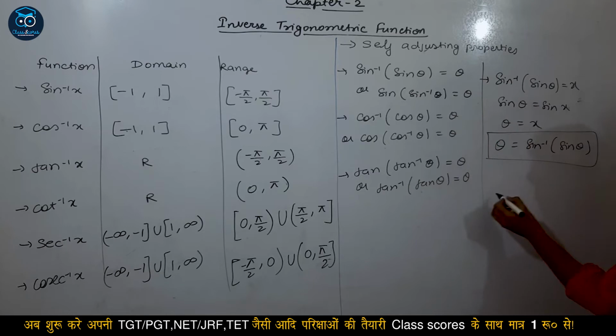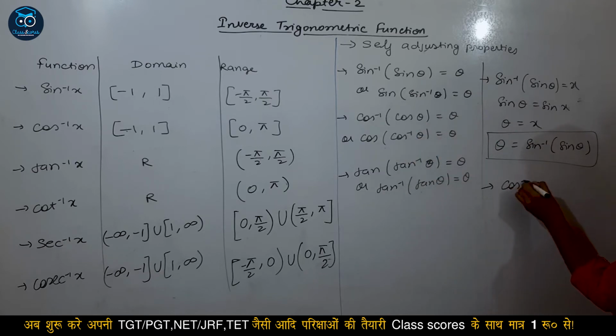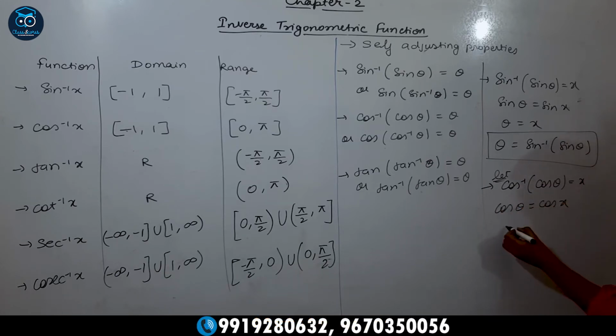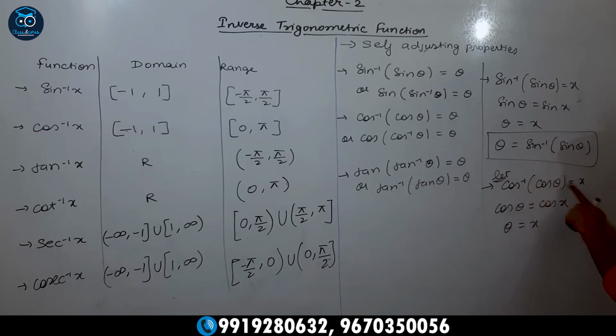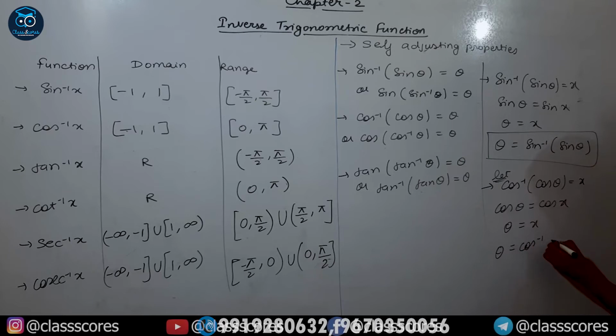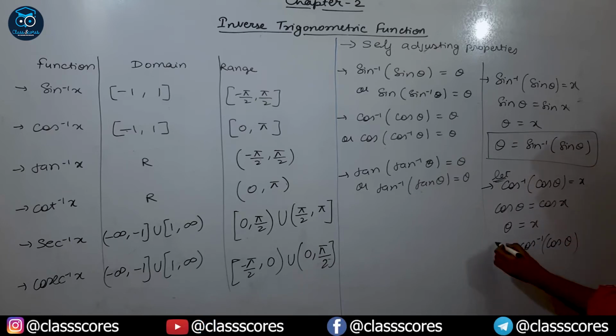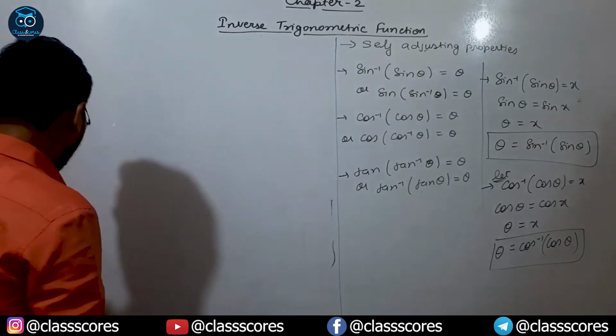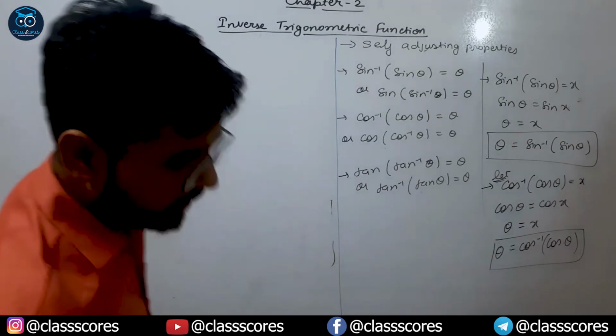Okay, I will solve one more. We can take cos inverse cos theta equals x. Then we get cos theta equals cos x. On comparing both sides, we get theta equals x, and the value of x is cos inverse cos theta. So this is the verification of the second property. Clear? So now we will move further to the second type of property, that is the reciprocal property. Reciprocal property is clear by its name.